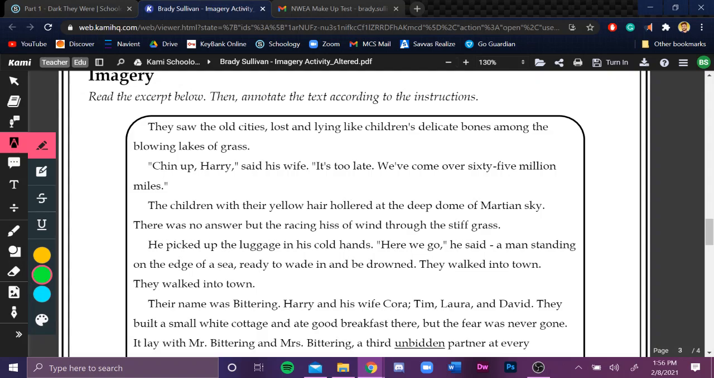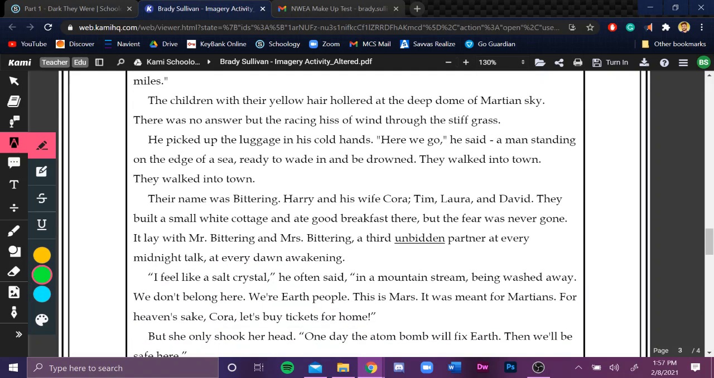"Chin up, Harry," his wife said. "It's too late. We've come over 65 million miles. We can't go back now." The children with their yellow hair hollered up into the dome of the Martian sky. There was no answer but the racing hiss of the wind through the stiff grass. He picked up the luggage in his cold hands. "Here we go," he said, a man standing on the edge of the sea ready to wade in and be drowned by it. They walked into town.